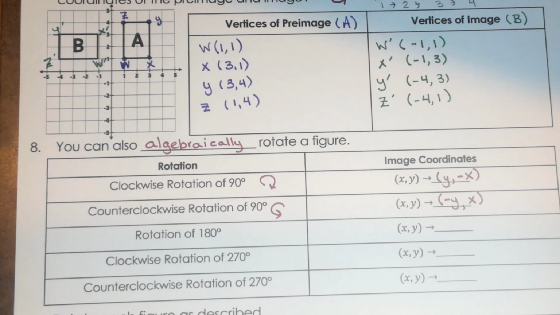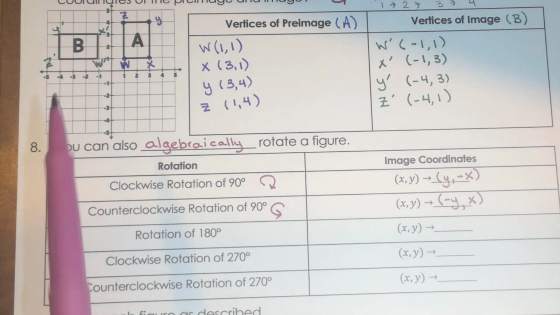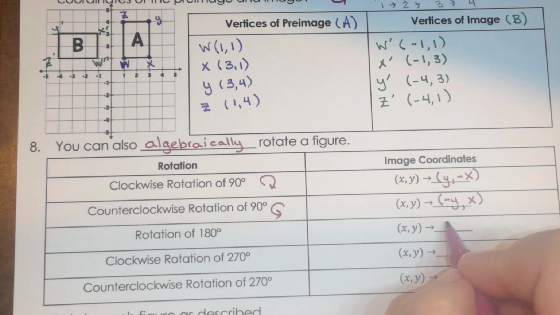A rotation of 180 would have taken this and flipped it all the way around to here, but then also turned it upside down. So you would have taken the opposite of the x and the opposite of the y coordinate.